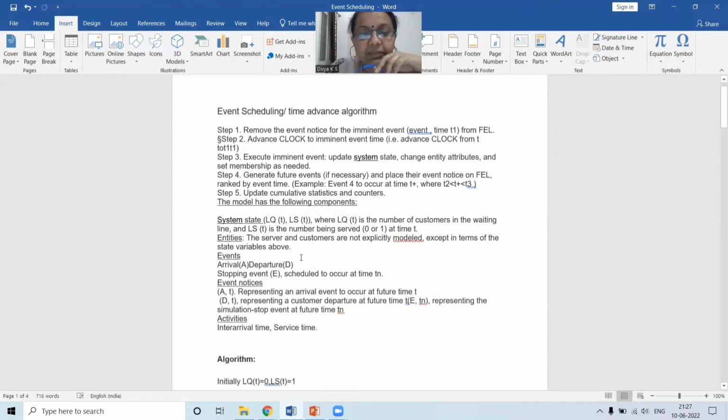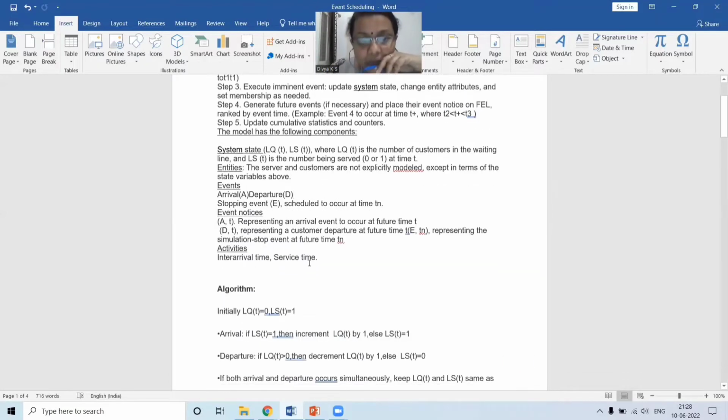And entity means the server and customer are not explicitly modeled except in terms of some state variables above. So entity, we can tell it as who is the next person coming to the particular work. That is called the entity. And next, the main two events are here. That is one arrival event that will always be mentioned as A, and a departure event that is mentioned as D. Okay, so arrival A and departure D.